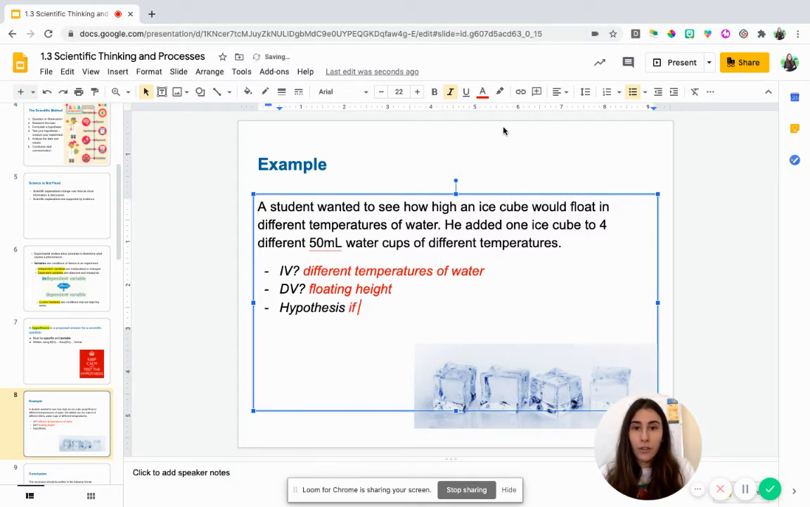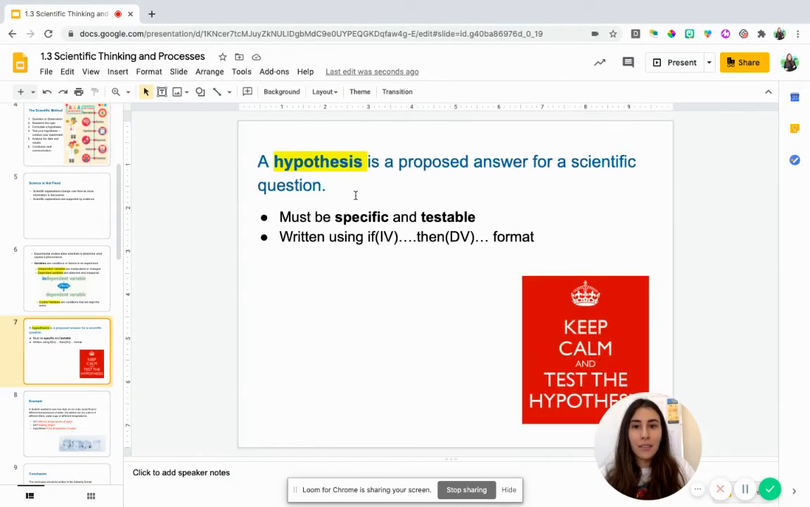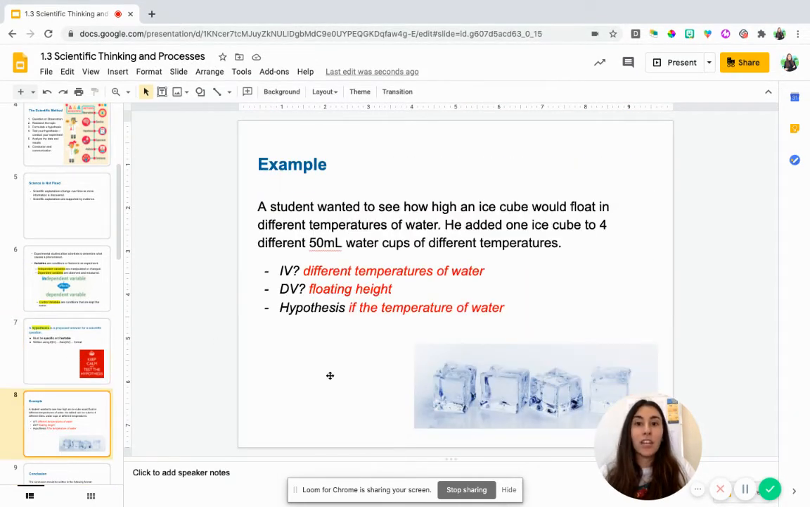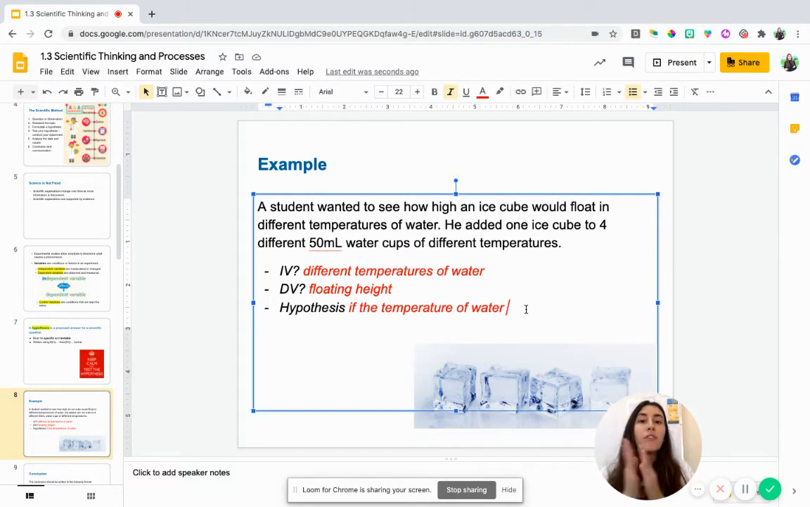If the temperature of water, and I have to be specific. When you're writing, if you go back to the hypothesis, one of the things about it is it has to be specific. So you can't just say changes. What does that mean, changes? Does it go up? Does it go down? What does that mean? So you have to be very specific. So if the temperature of water, give me a specific word. Increases, decreases, be specific. So I'm going to say increases.